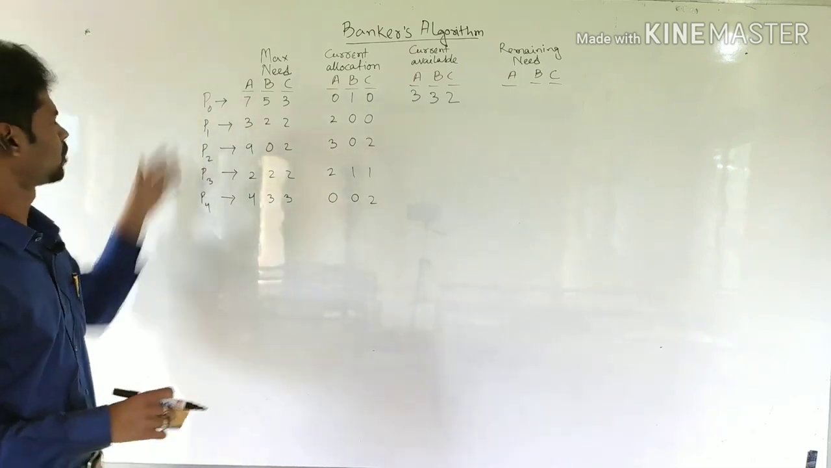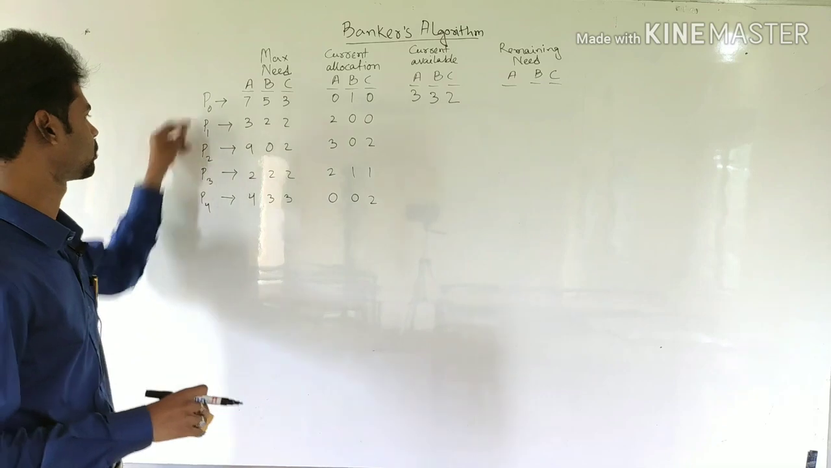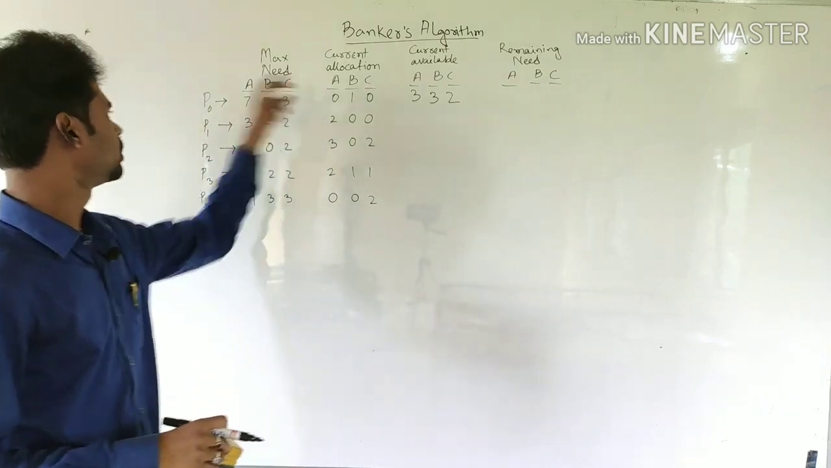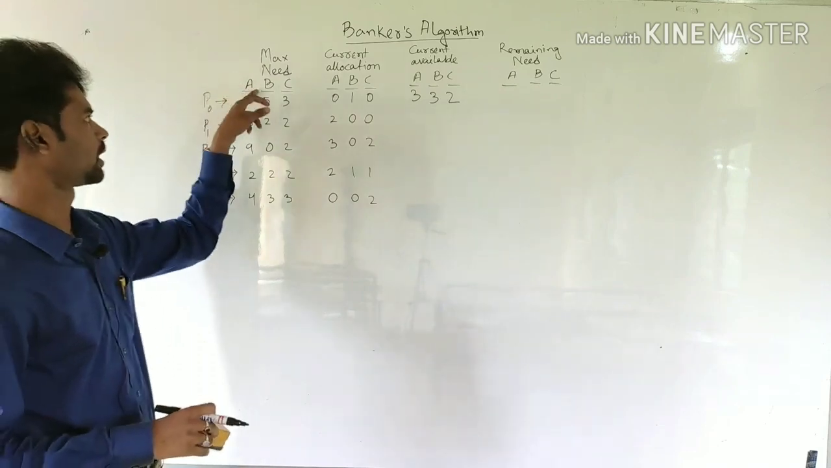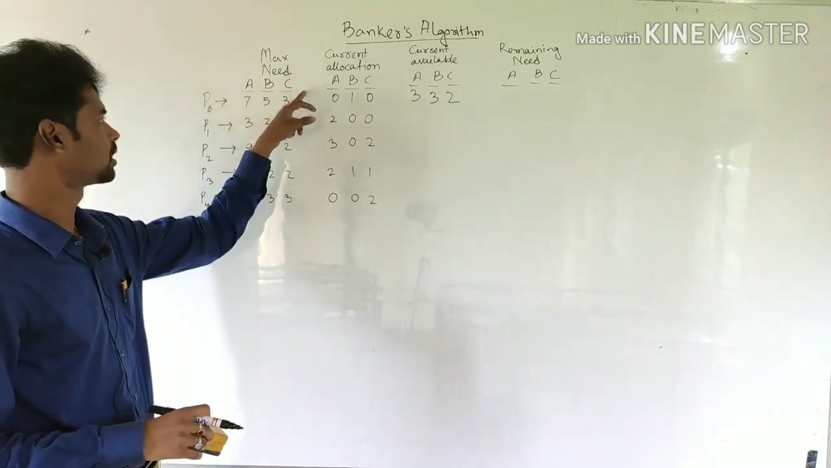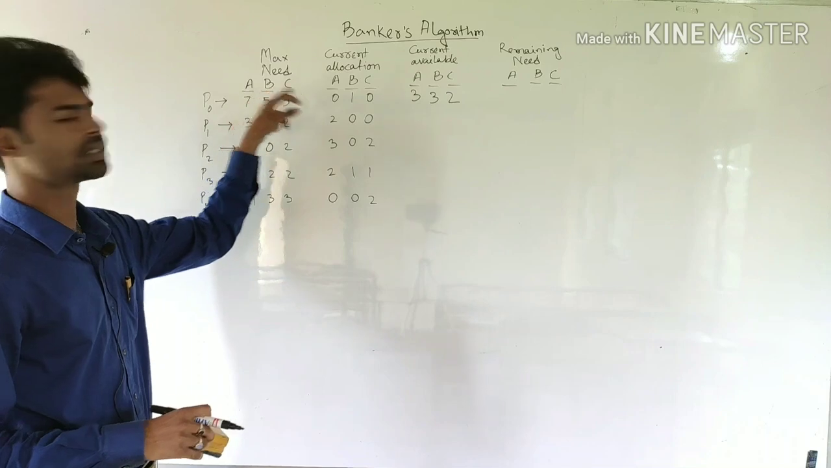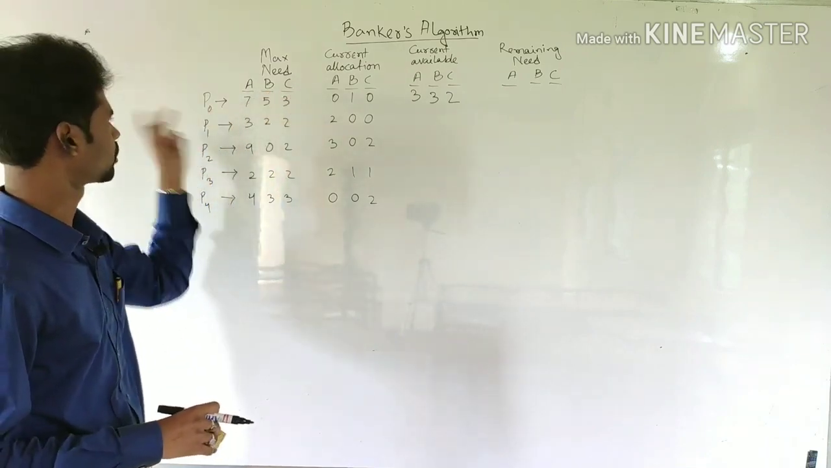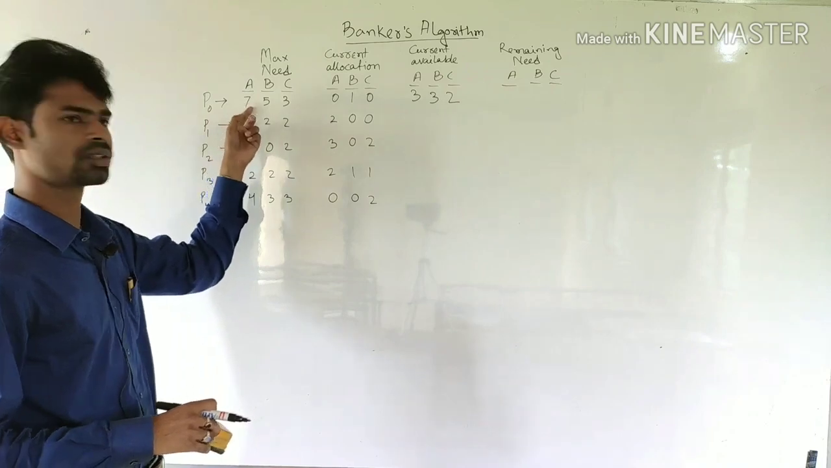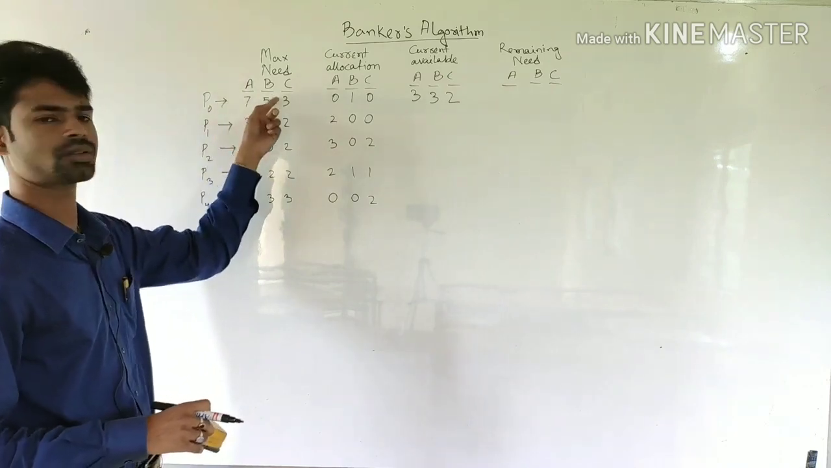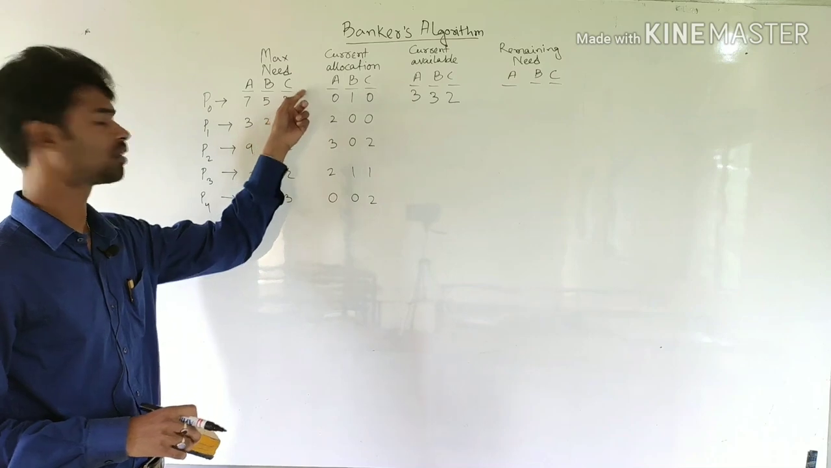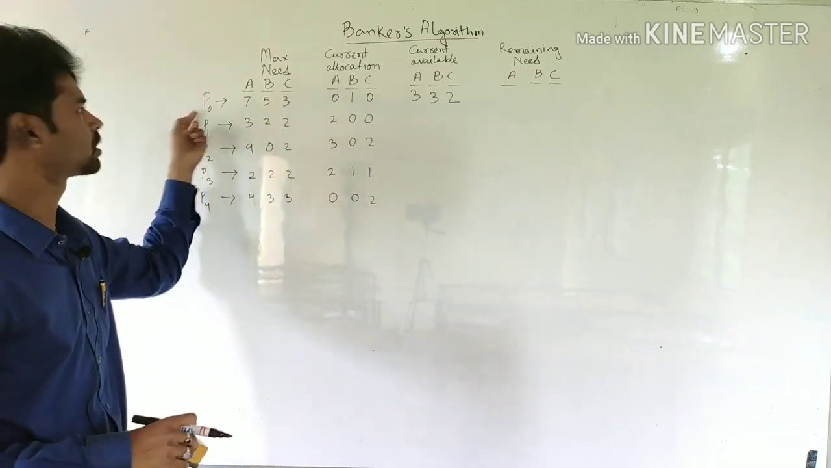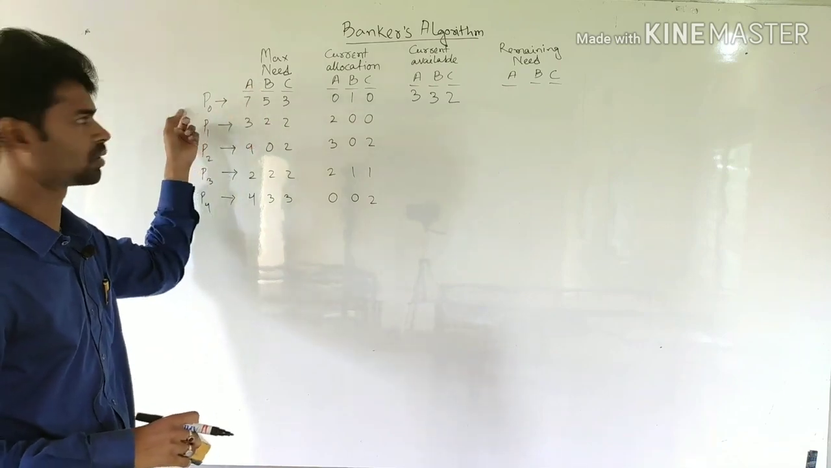In this problem, 5 processes are given: P0, P1, P2, P3 and P4. This is the maximum need of resource A, resource B and resource C. A, B, C are 3 different types of resources. P0 requires 7 resources of A, 5 of B and 3 of C to complete its execution. This is the maximum need for P0.